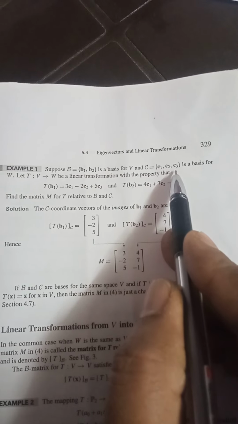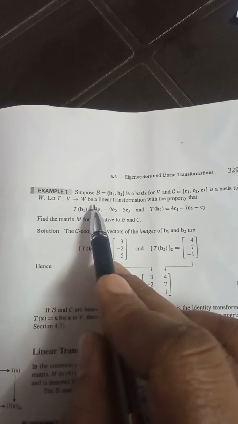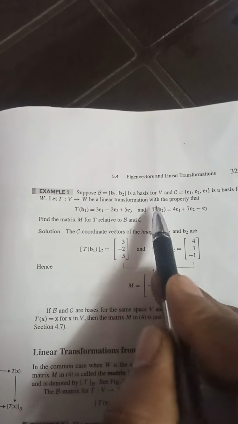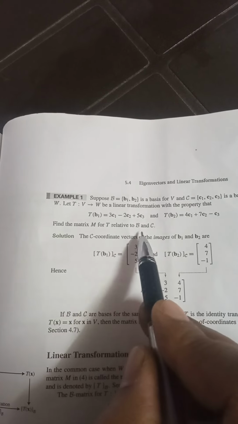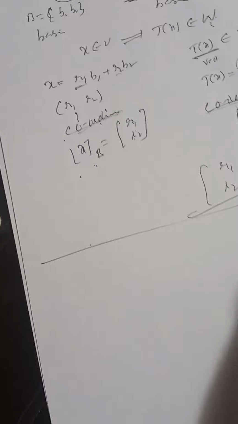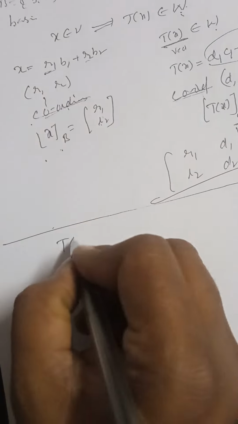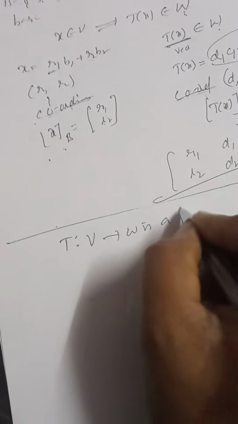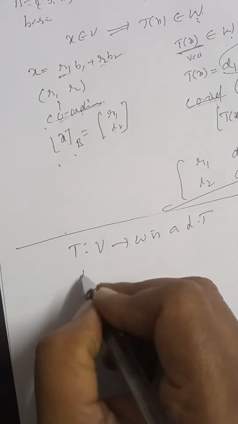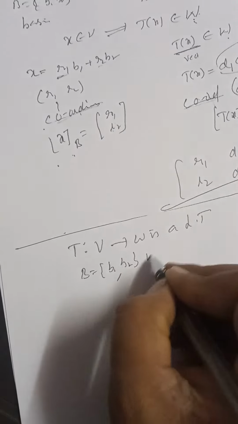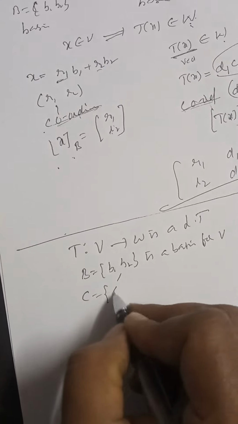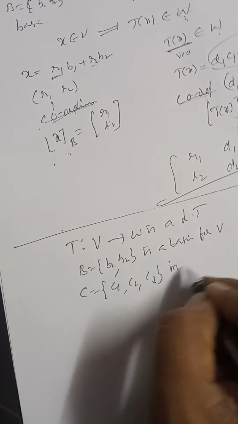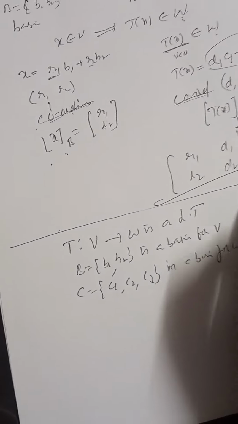Suppose B1, B2 is a basis for V and C1, C2, C3, there are three vectors, is a basis for W. Let T from V to W be a linear transformation with the property that it is clearly given, right? Find the matrix M for T relative to basis B and C. Clearly concentrate here. What is given? T from V to W is a linear transformation. B is equal to B1, B2 is a basis for V. Next C is equal to C1, C2, C3 is a basis for W, right?